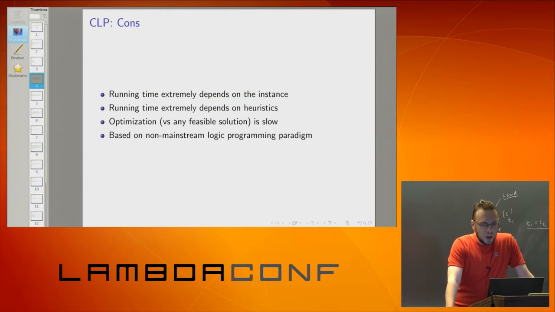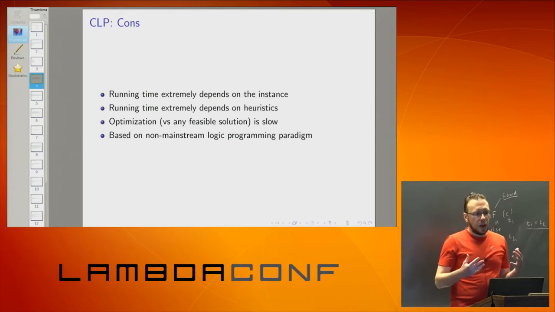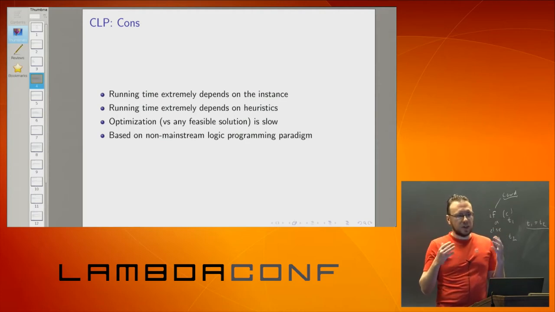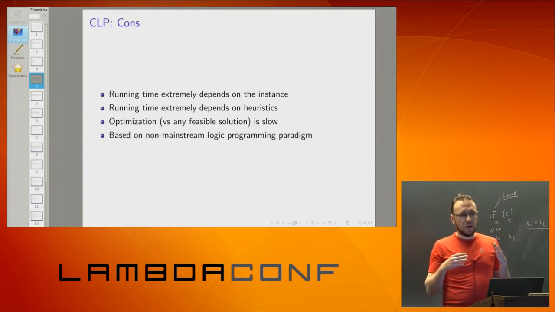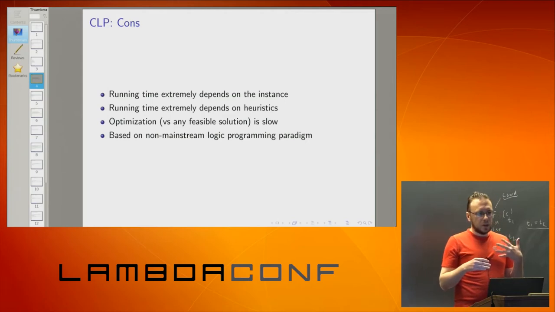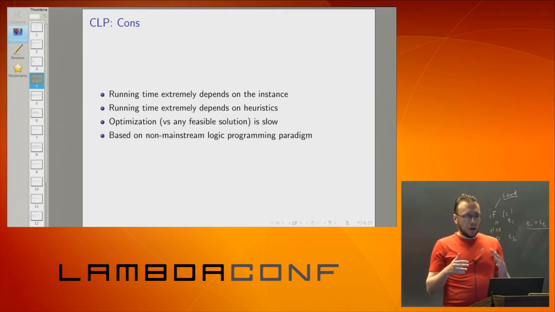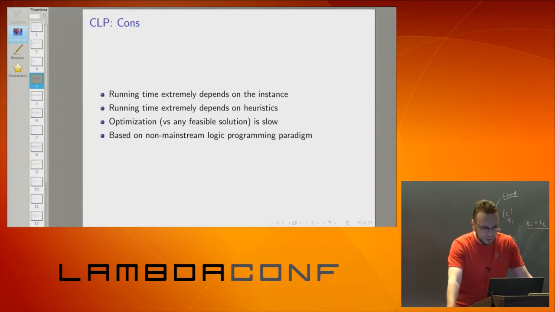Also, optimization is slow. Constraint logic programming is mostly about finding a feasible solution. You have a set of constraints, and you want one solution that satisfies this set of constraints. And if you want to solve an optimization problem, for example, you want to satisfy these constraints but also maximize or minimize some value, it's not natural. You have to introduce a new variable and add constraints to that variable. I'll return to optimization later.